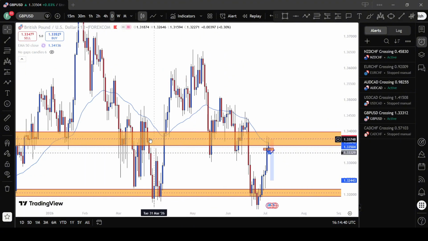And this area of interest has more than one touch. Well, it has more than three touches, because you need three or more touches for an area of interest to be valid. And this right here has more than three touches, so that means it's a valid area of interest.